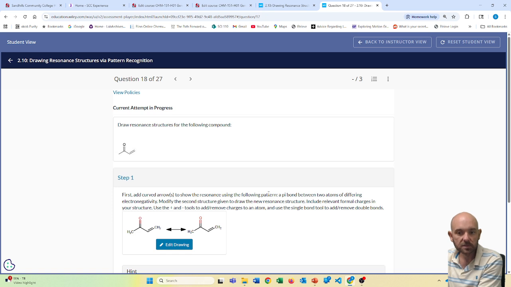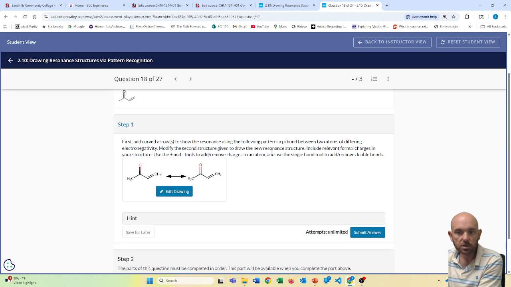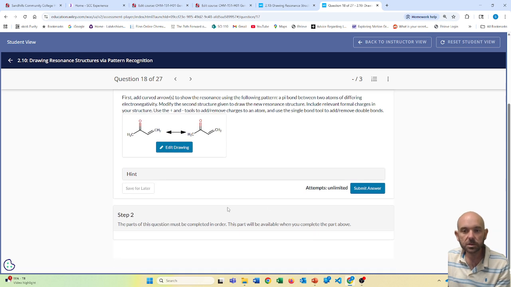In question 18, we are going to use curved arrows to show the pi bond between 2 atoms of differing electronegativity. So pay attention to what they want to show. They only want you to show pi bonds between atoms of differing electronegativity first. So you only do that first resonance structure first. Don't forget the formal charges on the resulting atoms. Then, once you've done the first one, you'll do step 2, and I'm sure step 2 will be pi bond adjacent to a carbocation. Show that resonance action and then the resulting structure second.